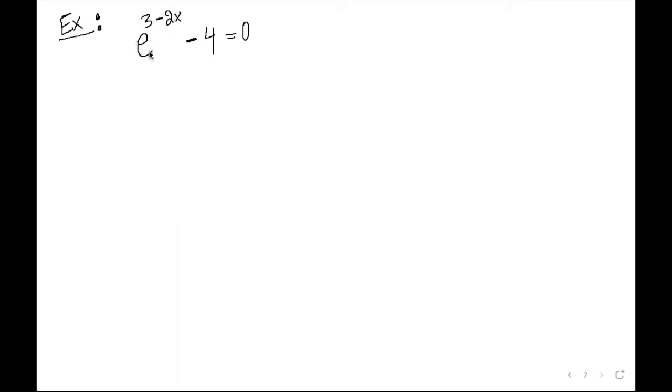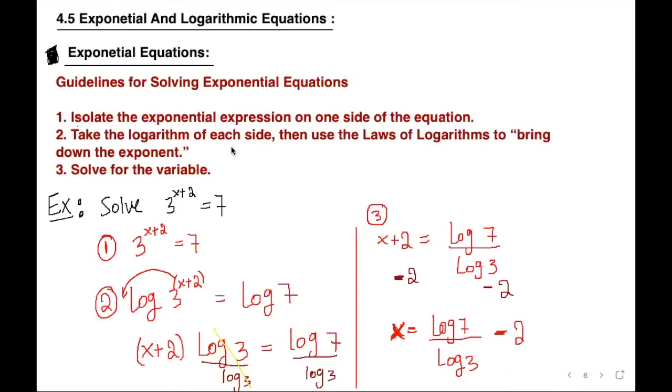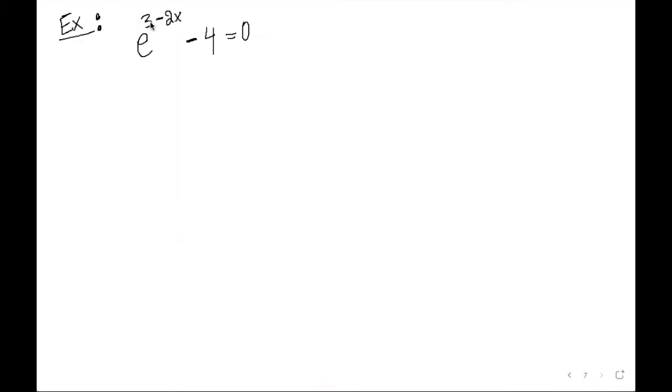This is the equation. This is the exponential expression. I need it on one side, and everything else to the other side. So I have to move this one to this side. I have to add 4 to both sides. Now I get e to the 3 minus 2x equal 4.